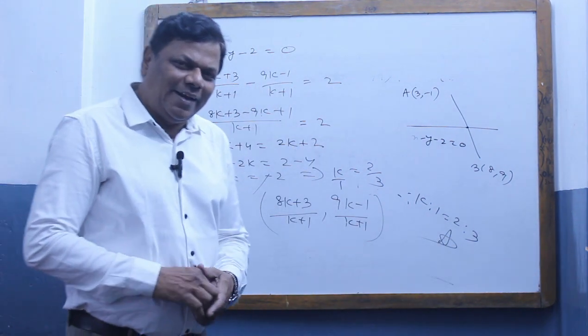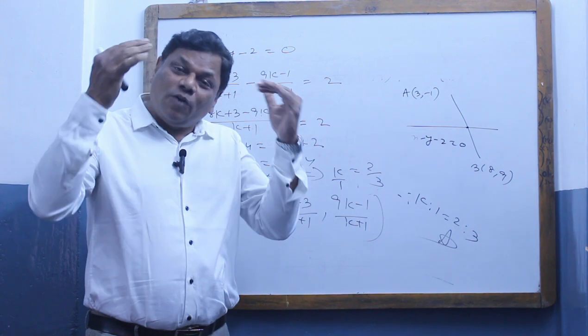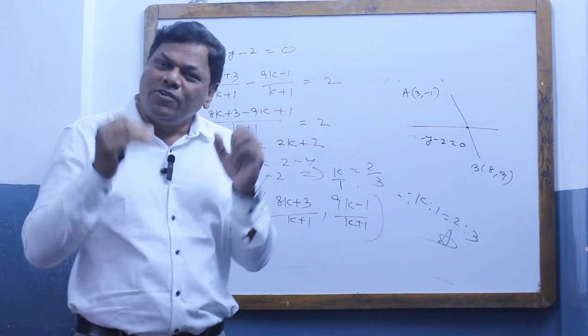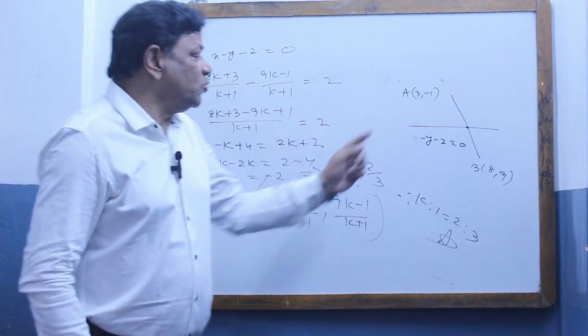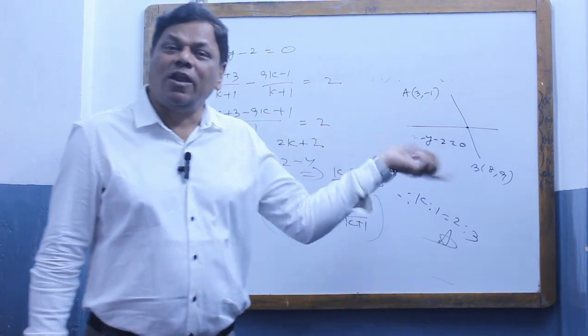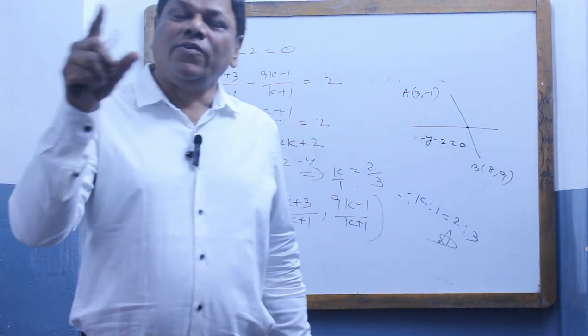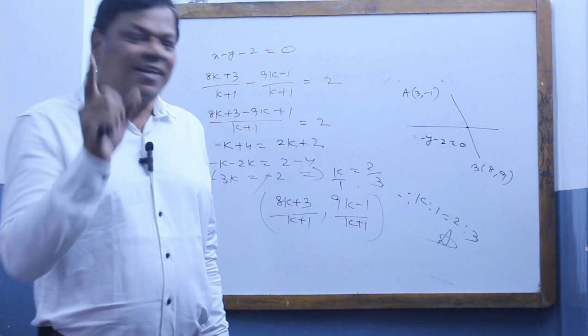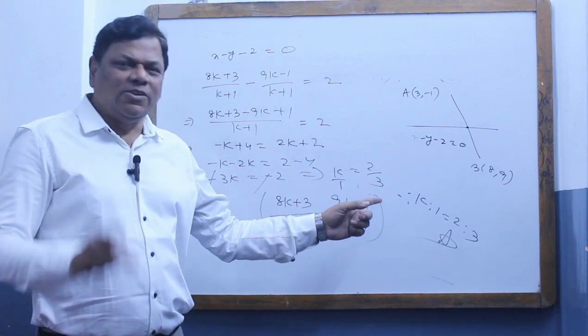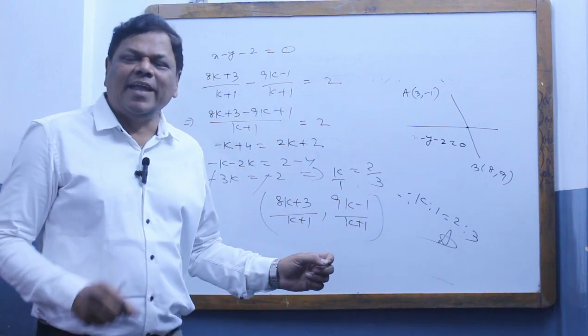So understand, this is very different. What to do? We have to apply the section formula, put the points you have got in place of x and y, then solve it, then you will get the value of k. That is, the ratio is 2:3. I think it is clear, children? Then we come to the next sum.